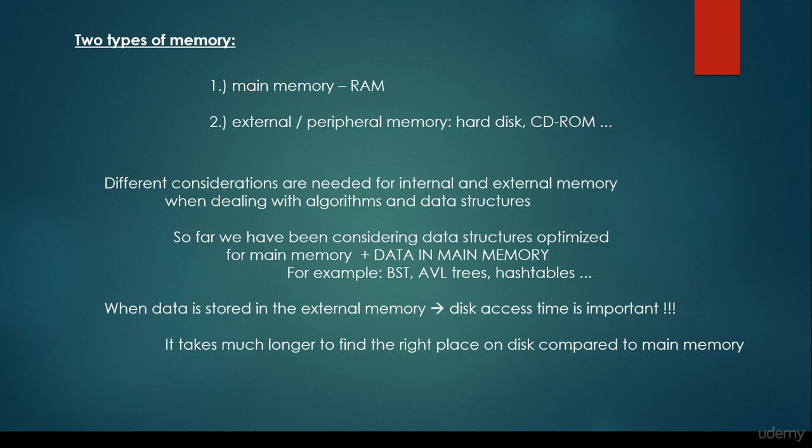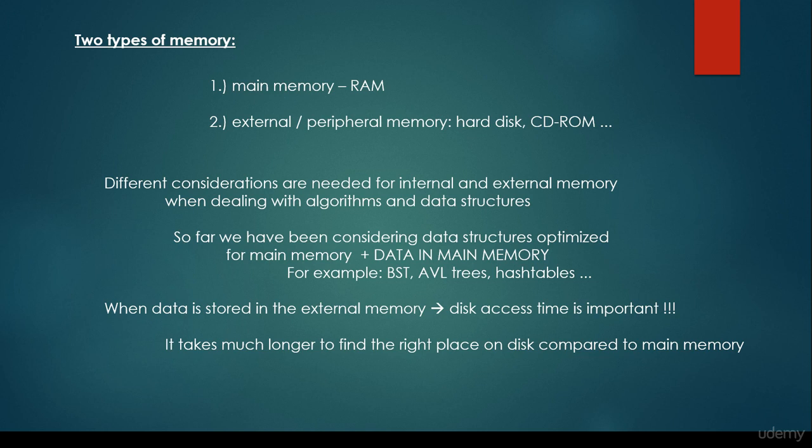There are two types of memory: the main memory, the so-called RAM or the random access memory, and the external or the peripheral memory such as the hard disk, CD-ROMs and so on. And it's very important that different considerations are needed for internal and external memory when dealing with algorithms and data structures. Because so far we have been considering data structures optimized for main memory and data present in the main memory as well. For example, the binary search tree, AVL trees and hash tables.